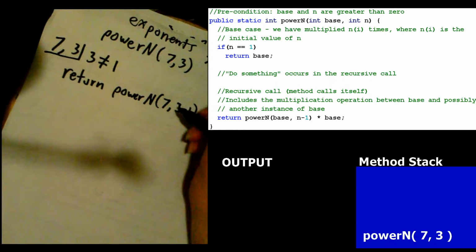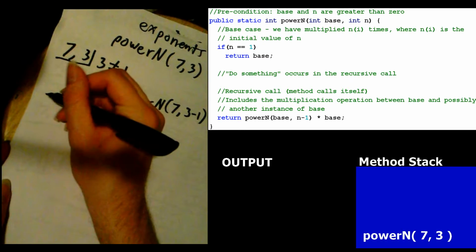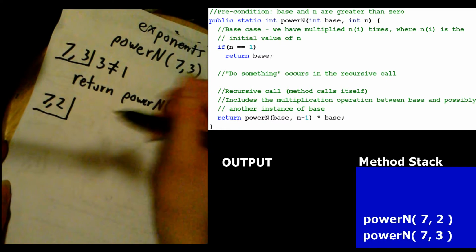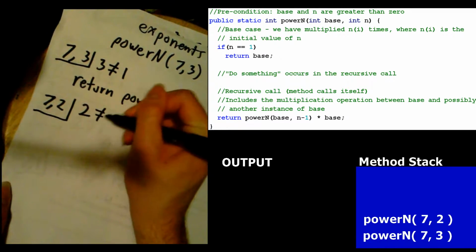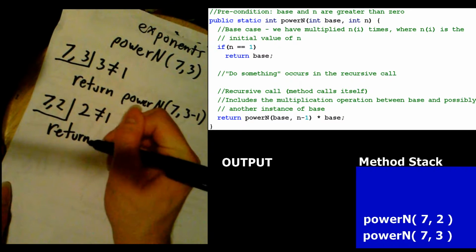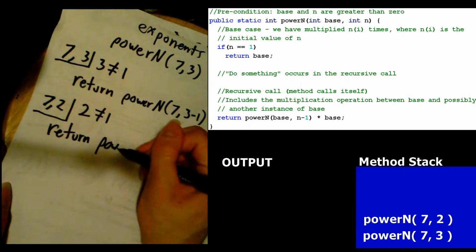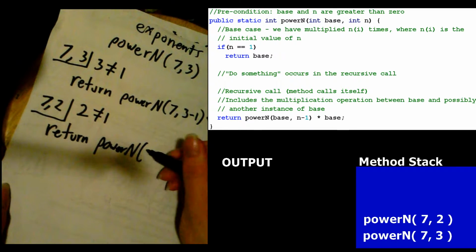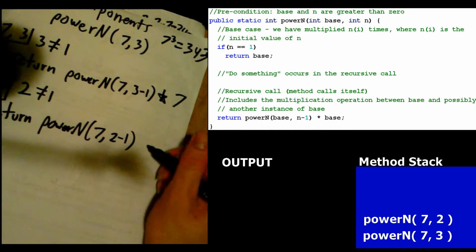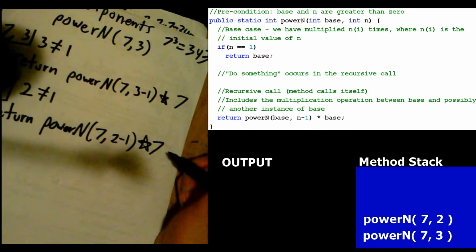So our next call happens at 7, 2, because we're calling 7 and 3 minus 1. So at this point, we check, we see 2 is not equal to 1, so we return the result of power n of 7 and 2 minus 1 times the base, which is 7.